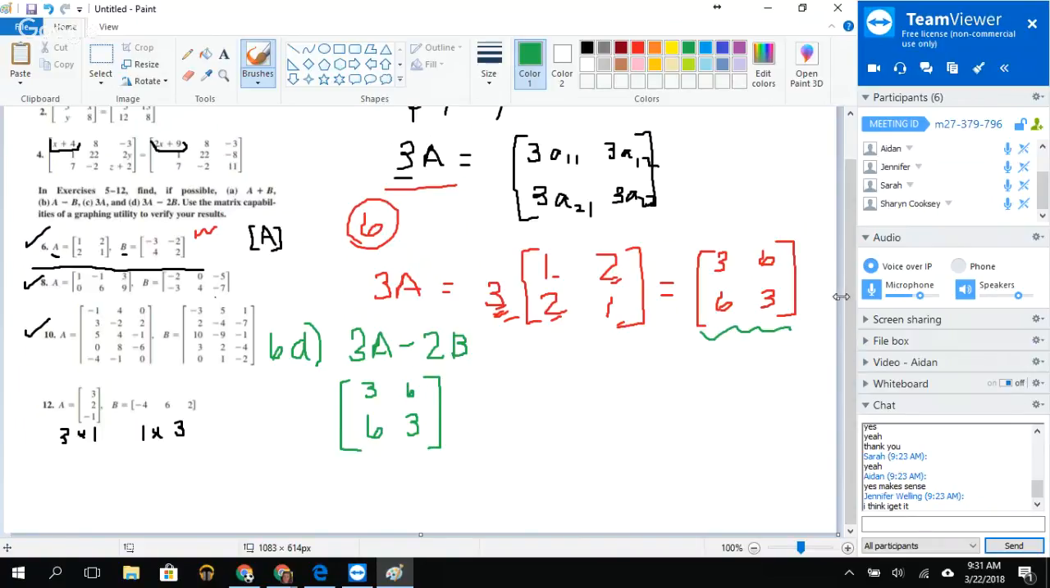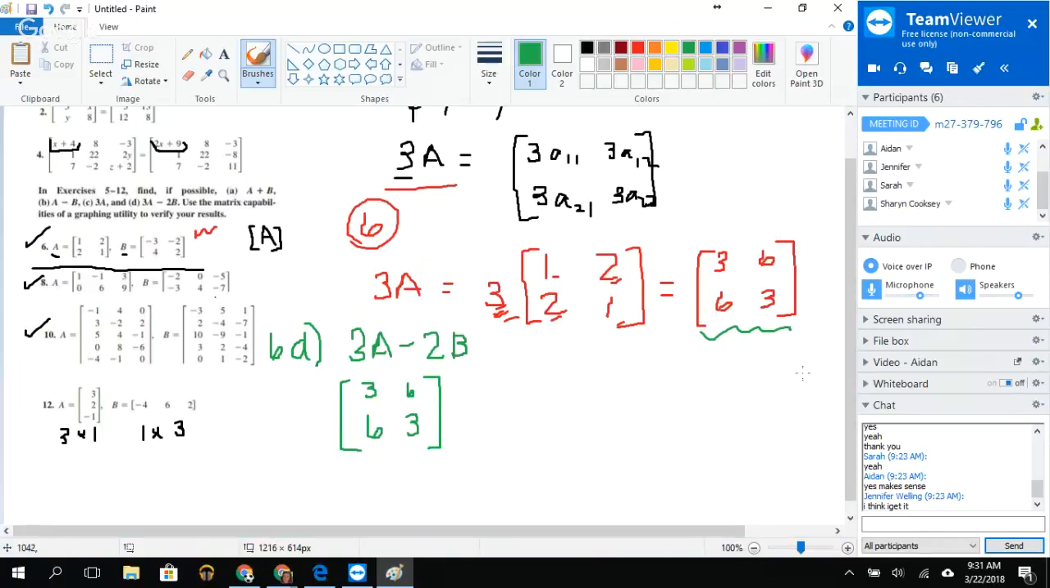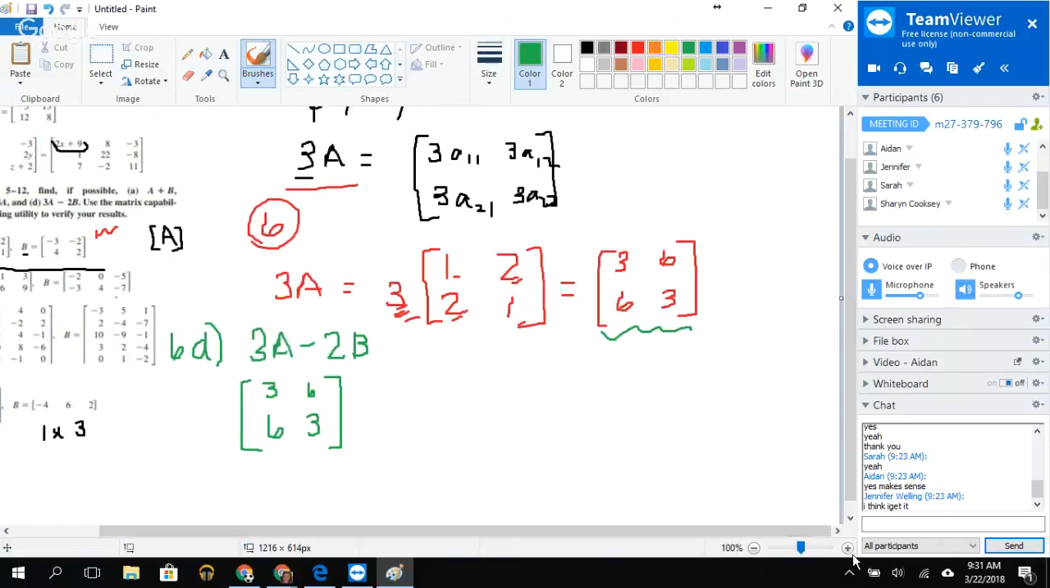Let's just go ahead and multiply by negative 2. I'm going to work this off to the side, giving myself a little room over here. The benefit of working online, right? You can just make your paper longer.